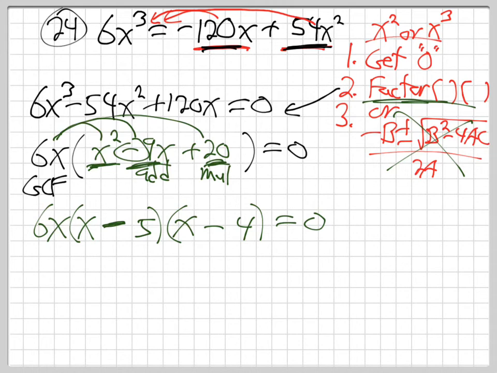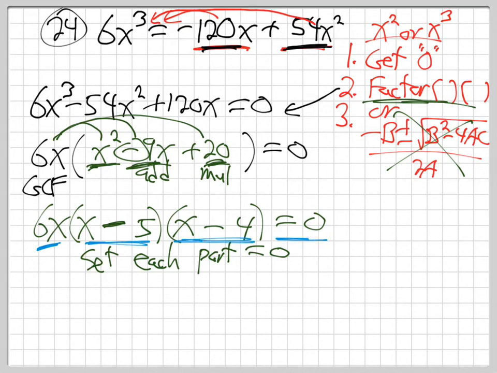We factored. And now we set each part equal to 0, right? Because if a bunch of things are multiplying to equal 0, any of them could be 0, like 6x times x minus 5 times x minus 4 is equaling 0. They're multiplying to equal 0. So the first one could equal 0, or the second one could equal 0, or the third one could equal 0. Any of them could equal 0.